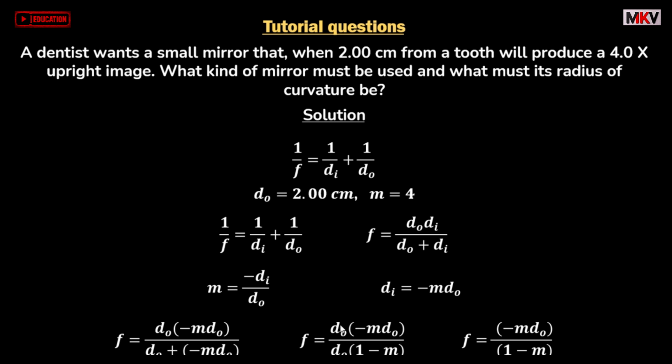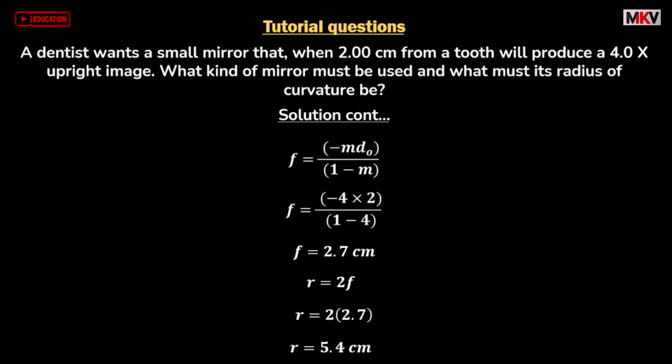So after this, we can therefore bring the d naught out so that they can cancel out. So with the numerator, we bring the d naught out, and the denominator we do the same. So leaving us with f is equal to, into bracket, minus m d naught all over 1 minus m. So this is the equation that will be used to find the focal point of the mirror, since we have the object distance and the magnification in the question.